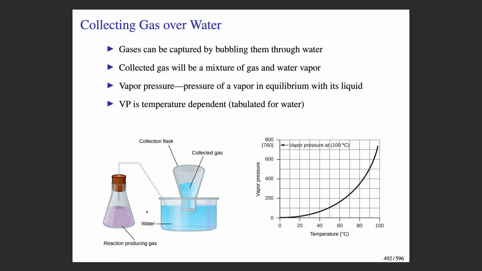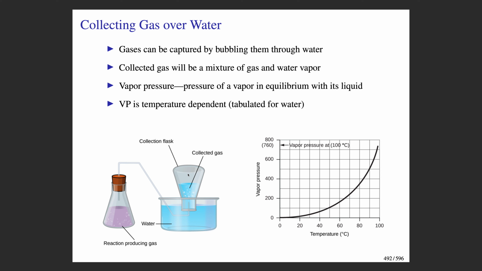So you have some sort of reaction that's producing a gas. The gas is then collected through water, so the product gas will bubble up through this water. You can collect the gas in this inverted flask, and then you can measure its volume. However, because the gas has filtered through the water, the sample will also contain water vapor. So it won't be pure product gas. It's going to be a mixture of the product plus water vapor.